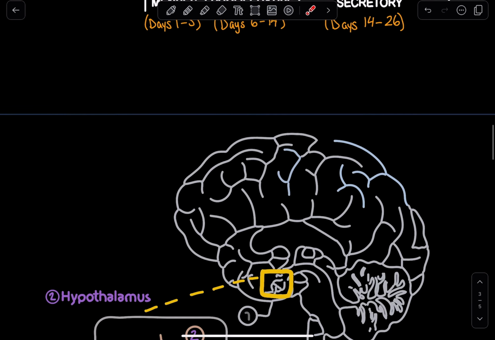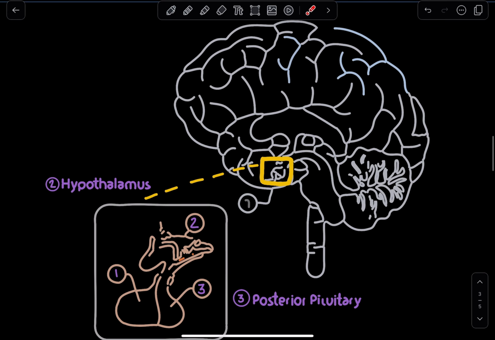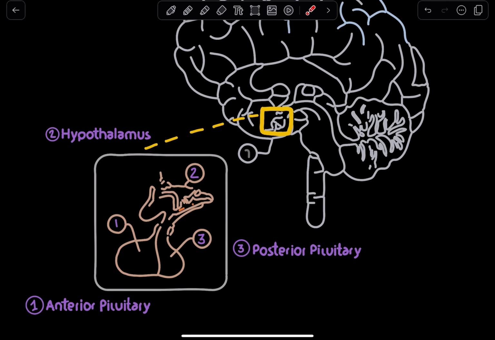Now, first, we are going to go over the brain, because the brain plays a key role in hormonal release and regulation of the ovulatory cycle. Now, over here, if we zoom into this section of the brain, we have the hypothalamus, the anterior pituitary, and the posterior pituitary. So the hypothalamus exists superior to our pituitary gland, and our pituitary gland is divided into two subsections, the anterior end and the posterior end. And each end of the pituitary is responsible for releasing different hormones.